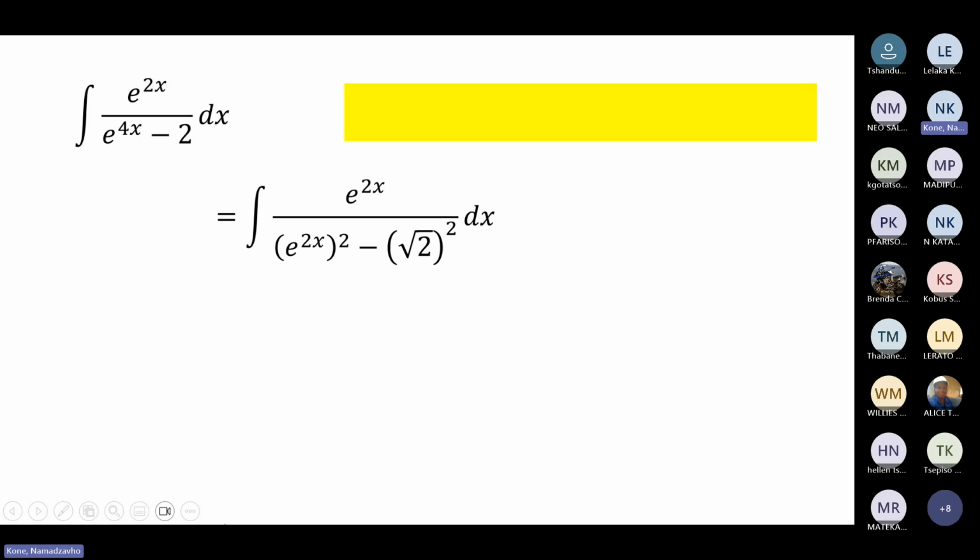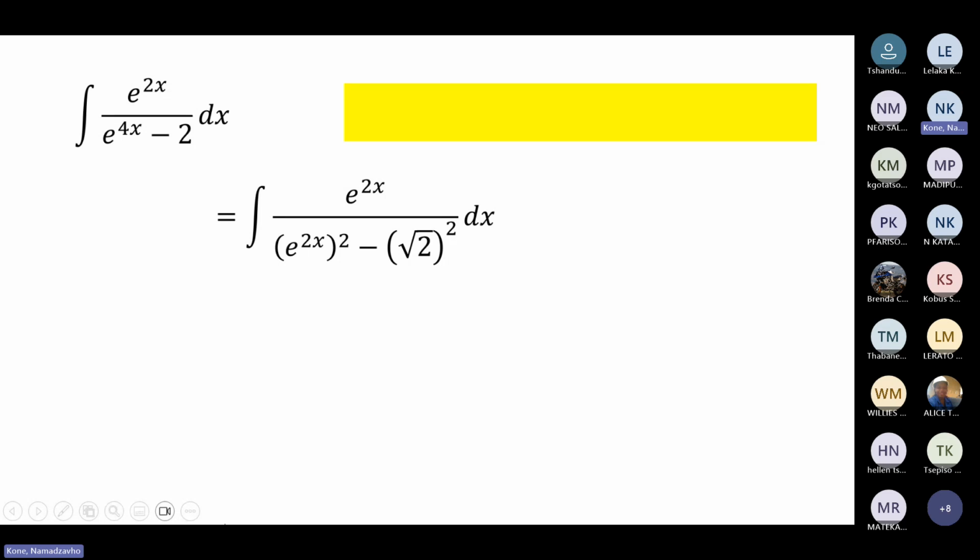Because now the top one, e to the power of 2x, remains as it is. Now the bottom one, e to the power of 4x, is the same as e to the power of 2x squared. Minus 2 is the same as square root of 2 squared. I think that both of you who have given me the answer have done up to this step.